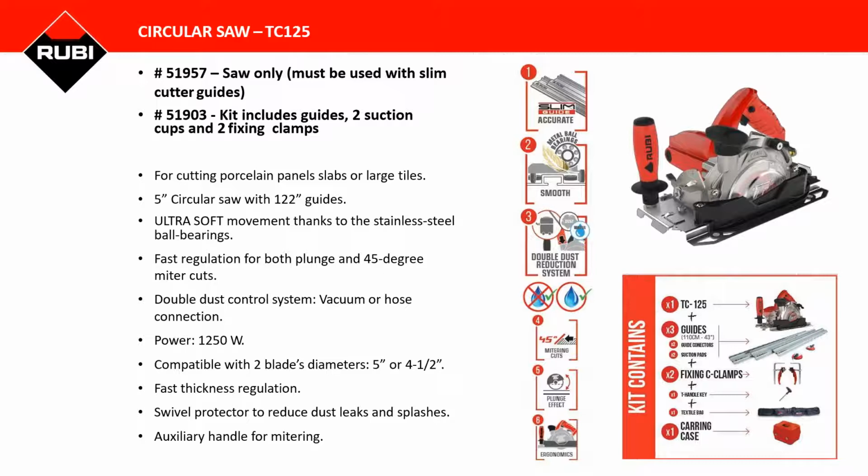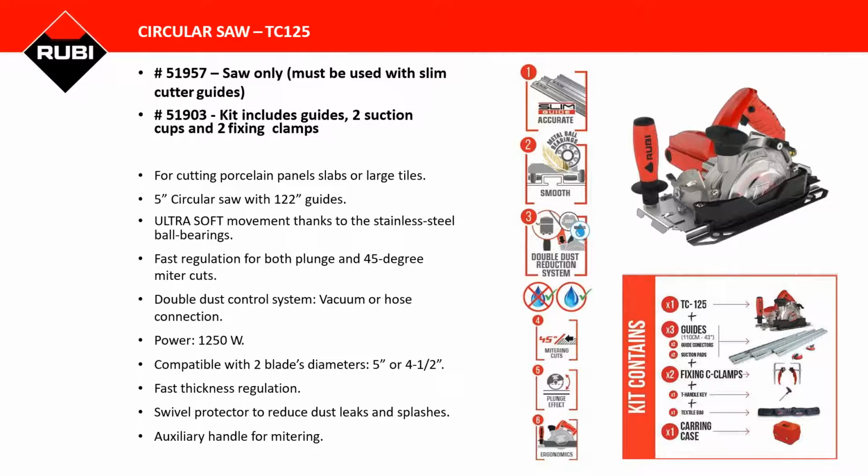But we also sell a kit where you get the 3 rails and you get the circular saw. You also get 2 clamps to clamp the tile to the slim cutter guides, and you also get 2 suction cups to hold on the slim cutter. If you know about Rubi and our tile cutters, we like to put our stuff in cases. You also get a carrying case for your TC125. It takes either a 4.5 or a 5-inch blade, depending on what you have available to you.